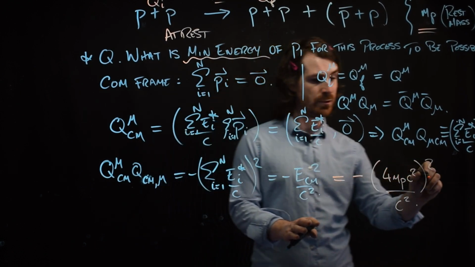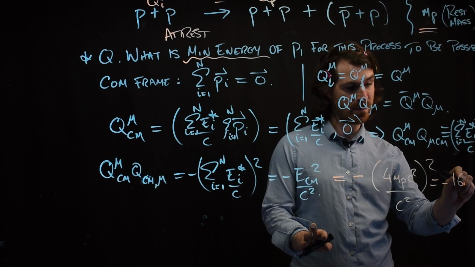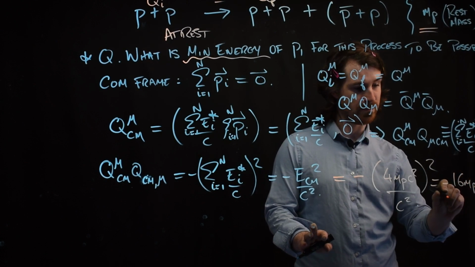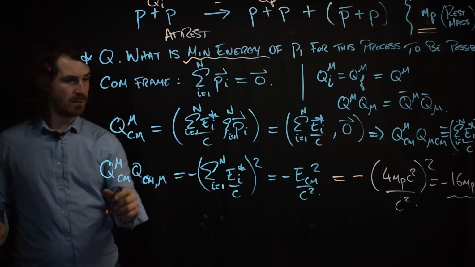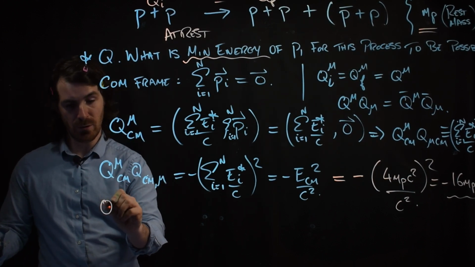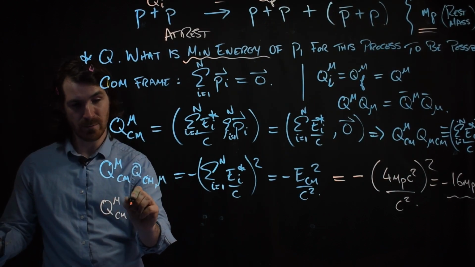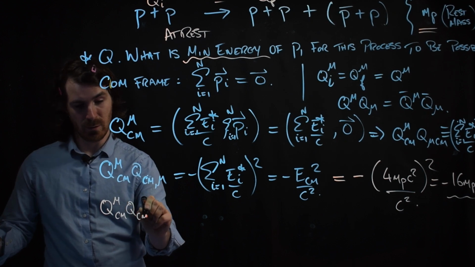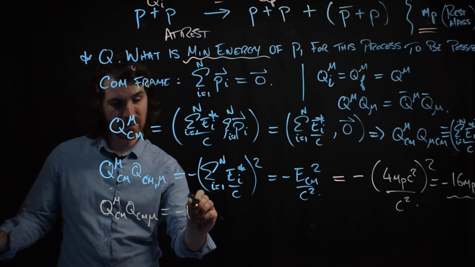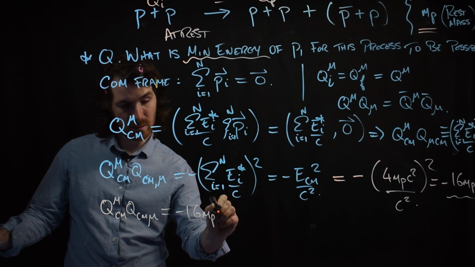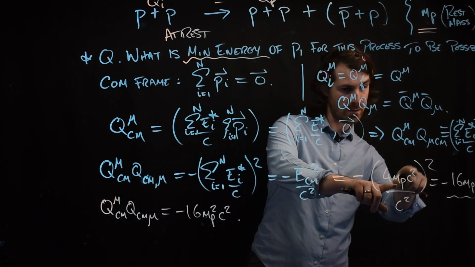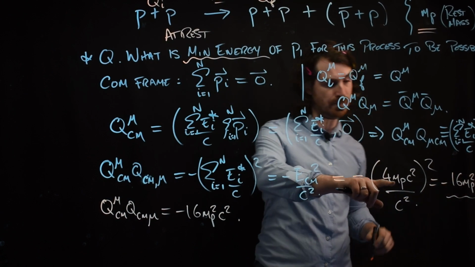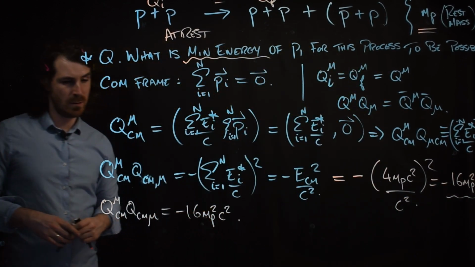Okay, which is equal to minus 16 mp c squared. So this is the minimum. Okay, so we have that Q mu in the center of mass frame equals minus 16 mp squared c squared. Sorry, there's a square here, so this should be squared.